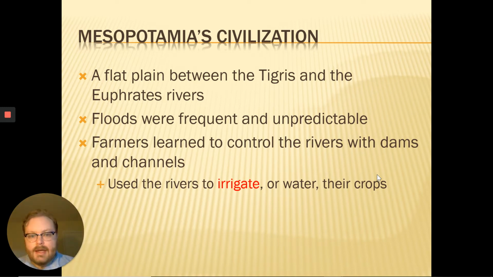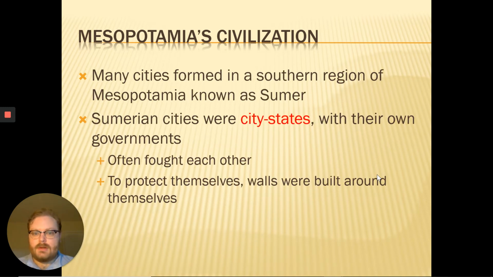Remember, guys, irrigating is watering crops. That is what irrigating is. It means to water crops. And many cities formed in the southern region of Mesopotamia known as Sumer. And these Sumerian cities were city-states with their own governments. They often fought each other, and to protect themselves, walls were built around themselves.